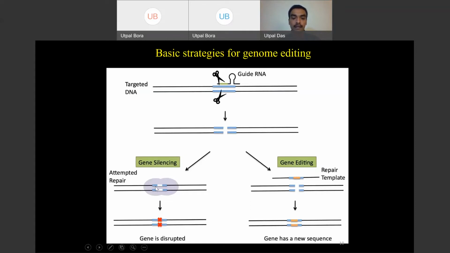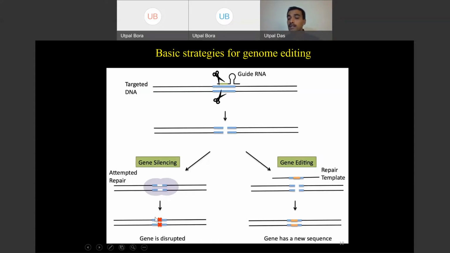And due to those error-prone repairing mechanisms, there will be certain nucleotide incorporation that will basically give you certain unwanted or maybe targeted stop codons. That's what we say. So if there is a stop codon, then the gene will not be expressed after that. So that's how gene silencing is being done.